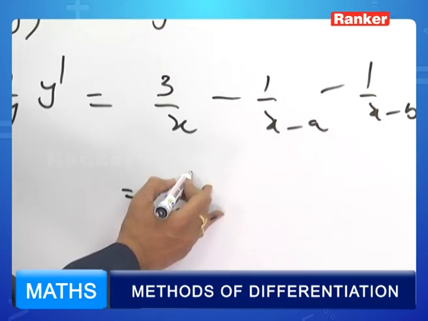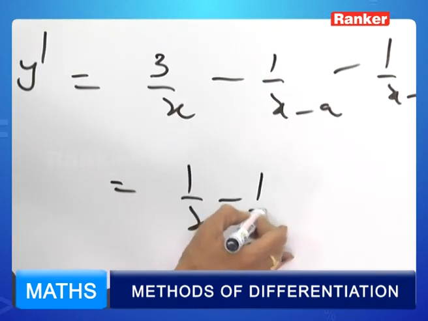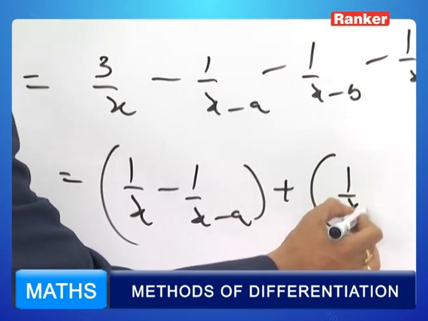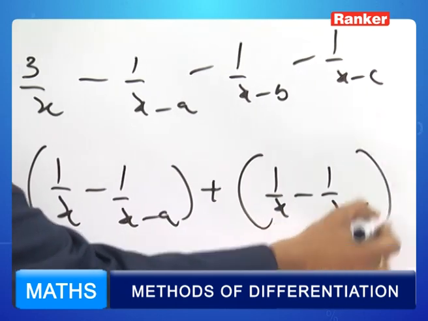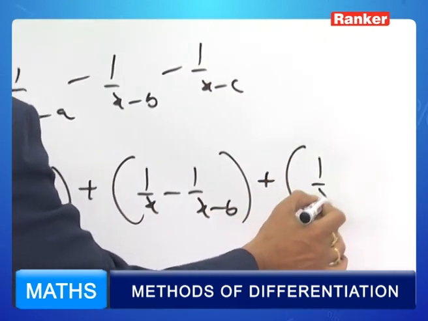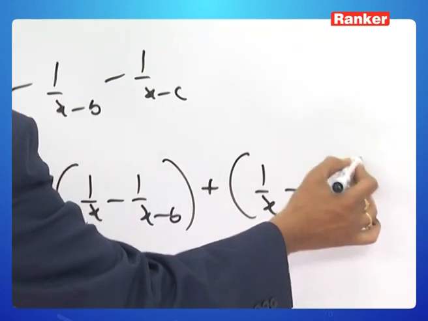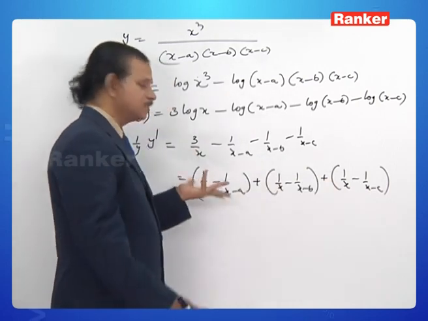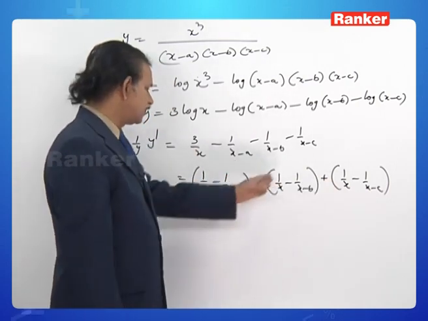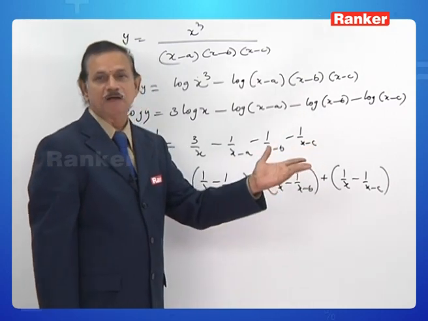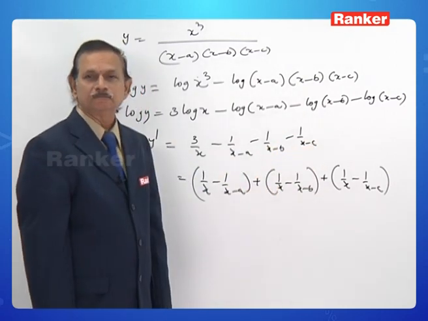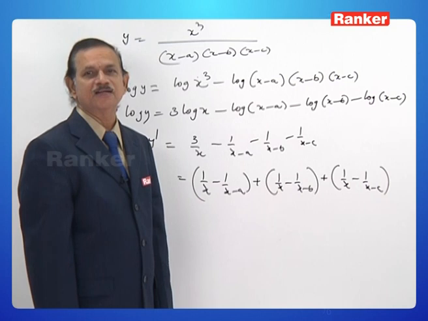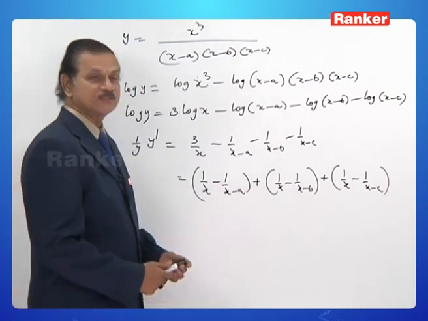This is 1 by x minus 1 by x minus a, 1 by x minus 1 by x minus b, 1 by x minus 1 by x minus c. Do you agree with this step? 1 by x, 1 by x, 1 by x, 3 by x, it is present. Minus 1 by x minus a, minus 1 by x minus b, minus 1 by x minus c. Everything is present here. Well, what type of benefit are you going to get? Some cancellations will be there and some simplification can be observed here. Let us look at that.